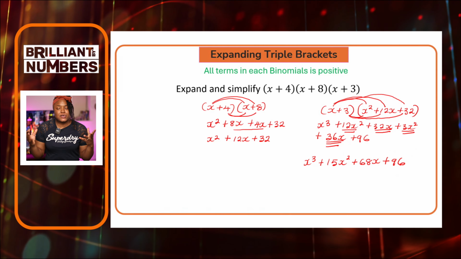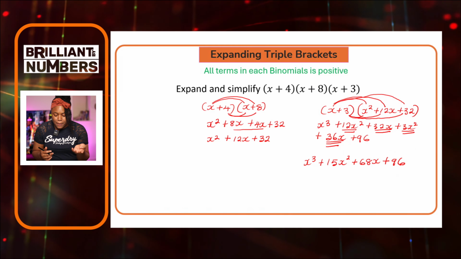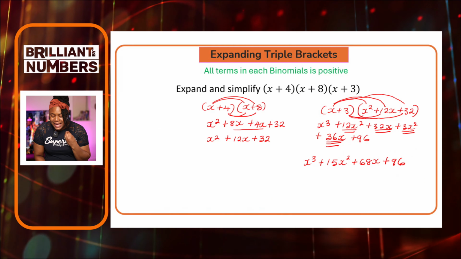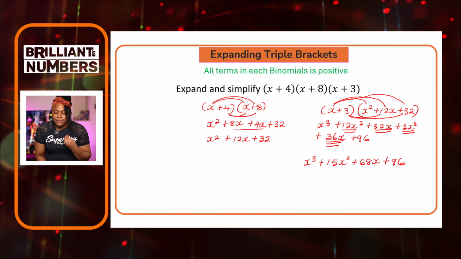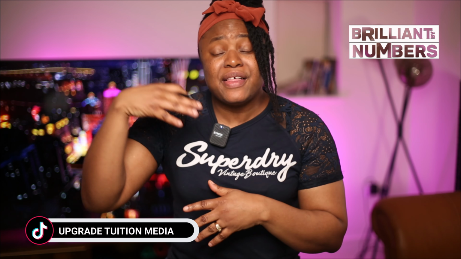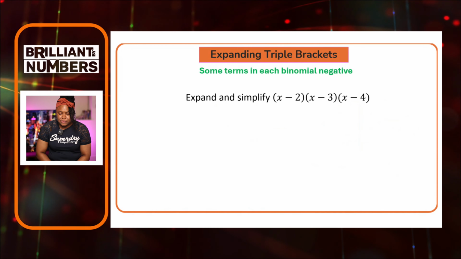Now I need to check because we've discussed that my cubic expression has to have 4 parts. So I've got my x cubed, I've got my x squared, which is 15x squared, I've got my x term, which is 68, and I've got my constant, which is 96. So you can see here, once you can expand a double bracket, guys, it's just about expanding the other bracket with that double bracket, and you've got it. Beautiful. Absolutely fantastic.